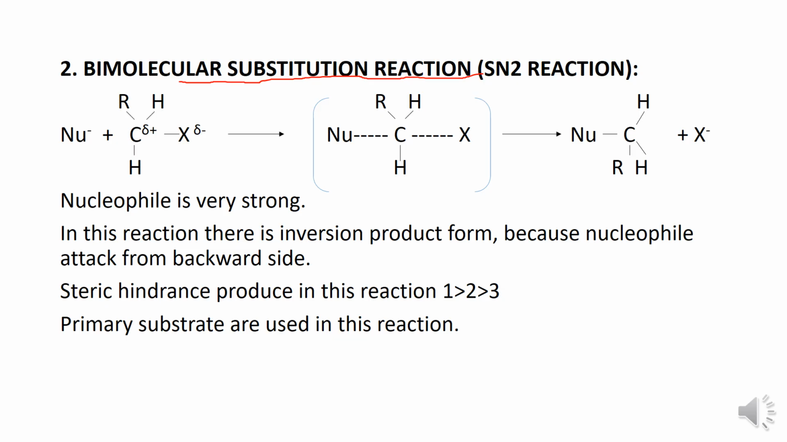In unimolecular, the rate depends on the substrate RX only, while in bimolecular the rate depends on the substrate RX and also the nucleophile. That's why we call it bimolecular substitution reaction. Again, I am repeating. In bimolecular reaction, the rate depends on the substrate RX and nucleophile. That's why we call it bimolecular substitution reaction or SN2 reaction. Okay.